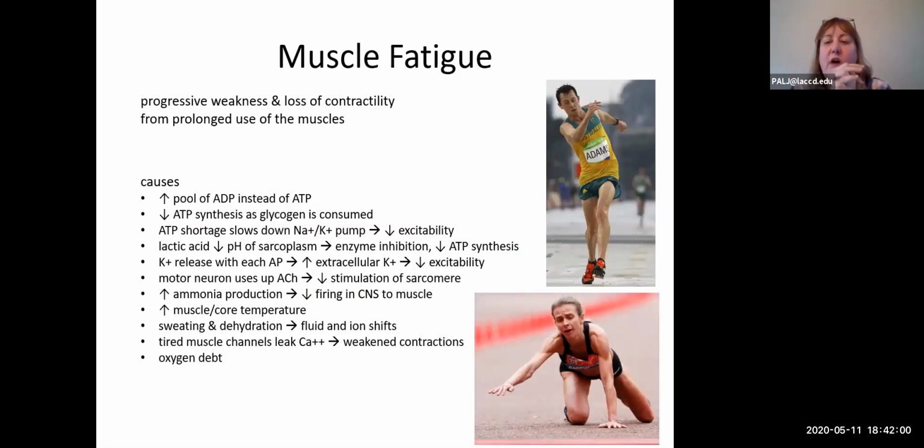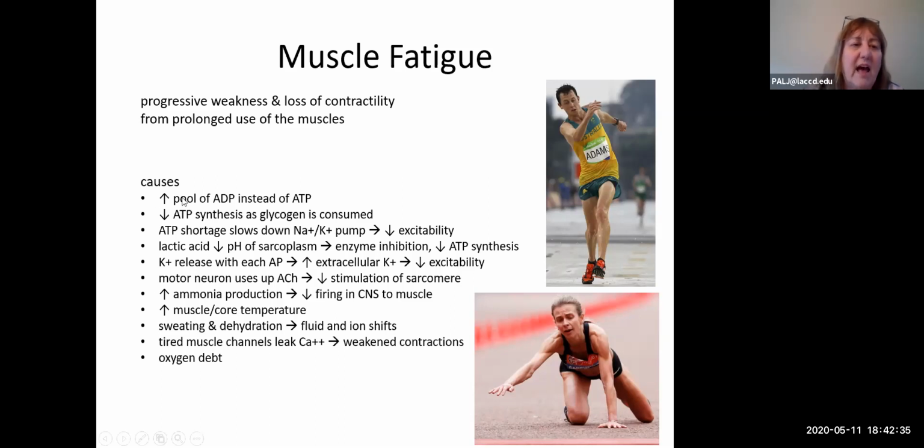You probably have all seen very fine-tuned athletes, for instance, running marathons, and then they can be 50, 100 yards from the end, and they have hit the wall. Okay? From prolonged use, the muscles can become weak, and you develop what is called muscle fatigue, and there's a lot of chemistry involved in this. So pause it at this and go through all these one by one so you understand why this happens, especially if you're going into kinesiology or physical therapy.